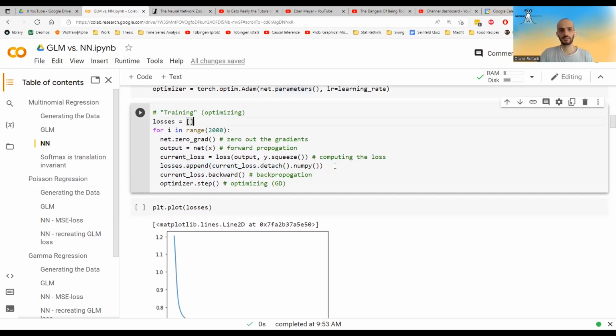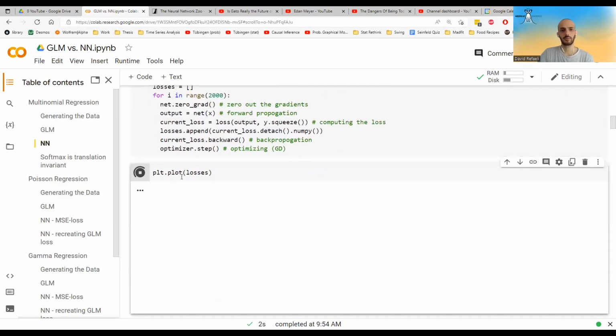So this is just a simple diagnostic tool that I will use, but of course there are much better diagnostic tools, and this is still a very simplistic way to train a neural network. In future videos, we will see the more advanced methods. So let's train, okay, and let's plot the losses.